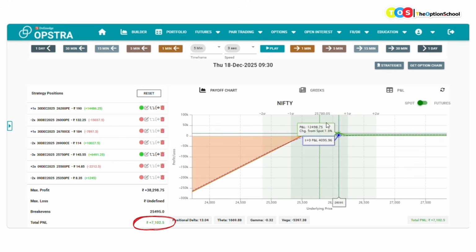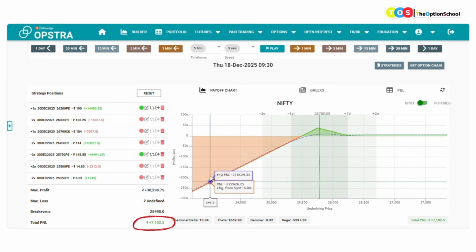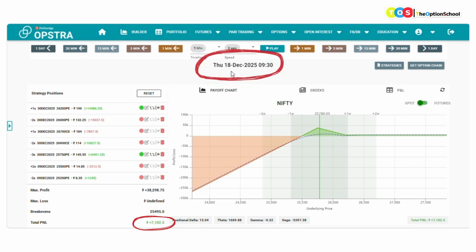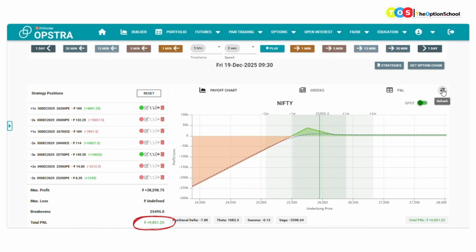Now the market has tanked down, but it is still not touching this peak, which was important for us when we have done our first adjustment. But because now we are at 18th, so many days have passed, we are making a very good return of 7100. Let us say next day. Okay. Now I'm making 9851, which is definitely a very good return for the trade.